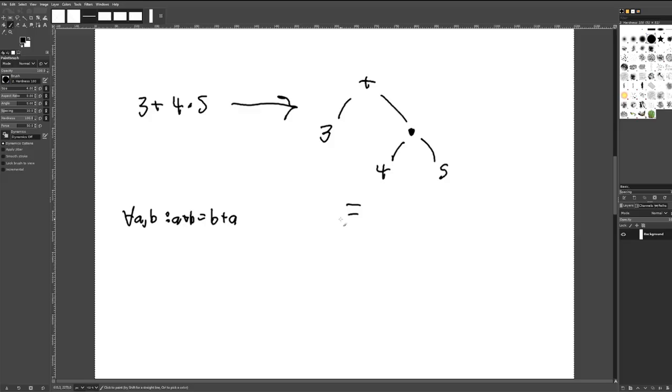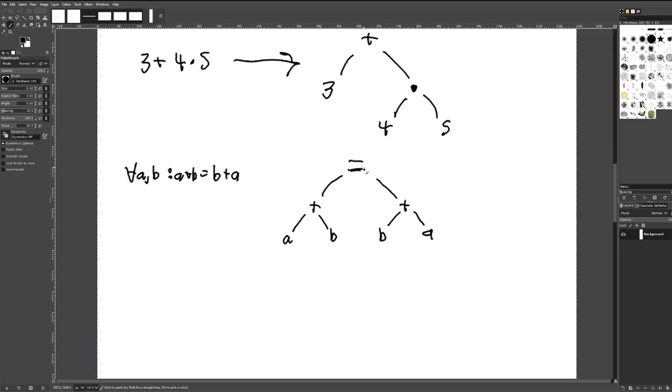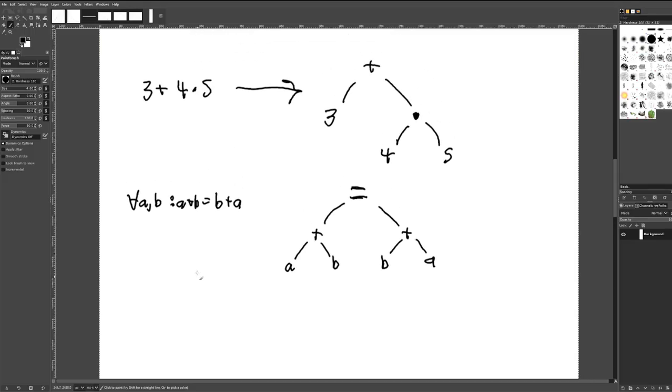you can write this as an expression tree, plus A, B, plus B, and A. That's the expression tree for this thing. And you can say, okay, so it's got an equals node at the top, and then on the left-hand side, there's one thing, and on the right-hand side, there's another thing. And then these things are equal, which means that they can be swapped for each other. And you can use this to do things like rewrite 3 plus 4 times 5.